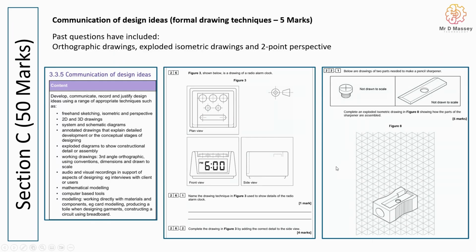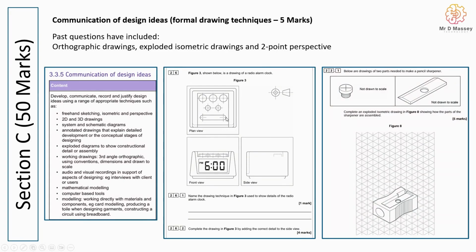Another one that often comes up is communication of design ideas. So, that's the formal drawing techniques that you'll have been through. This screenshot is the stuff from the AQA specification, but these are the examples that I've got here. So orthographic drawings often comes up, exploded isometric drawing, and 2-point perspective. So those are things worth practicing in your revision.